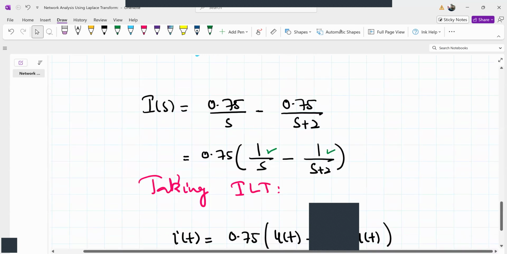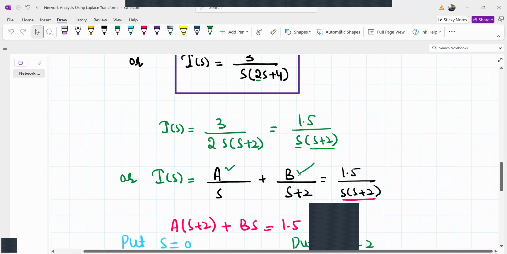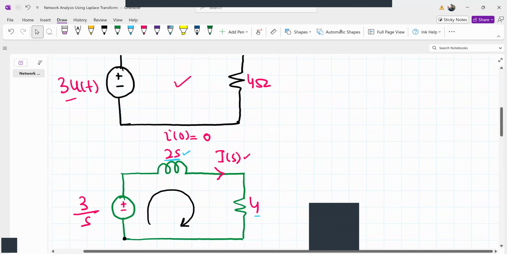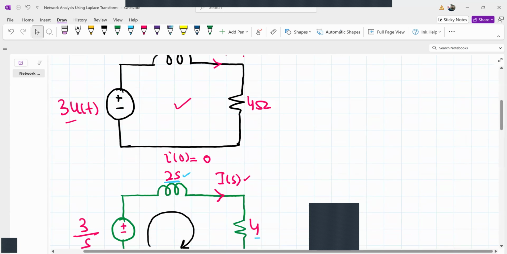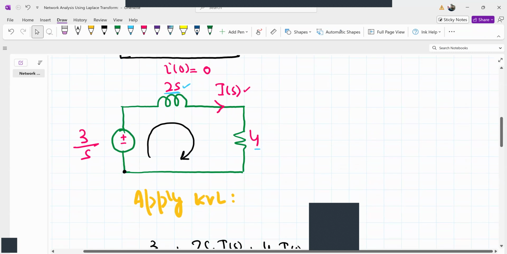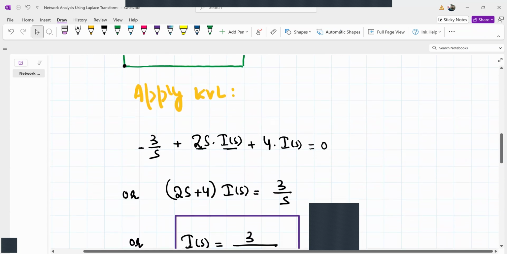Let me repeat the procedure again. First of all, we are given this circuit and our goal is to find I of t. We convert this circuit into the equivalent Laplace transform version. Then we apply KVL, which connects this I of s in this circuit. This is the KVL.